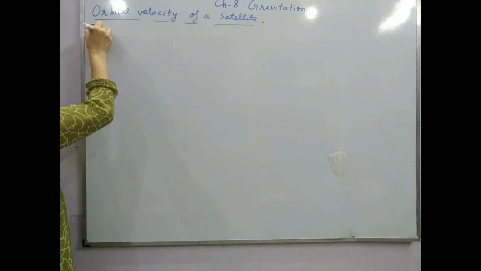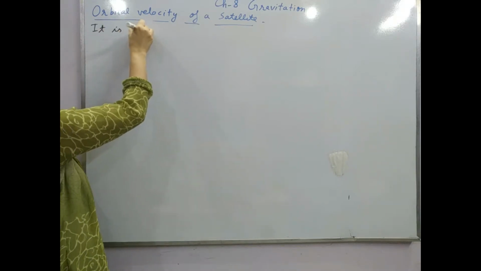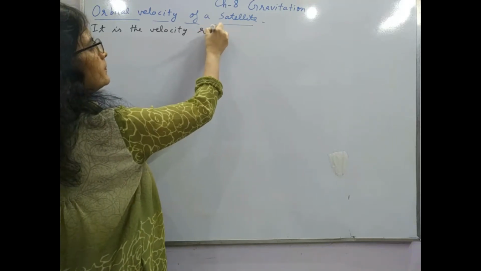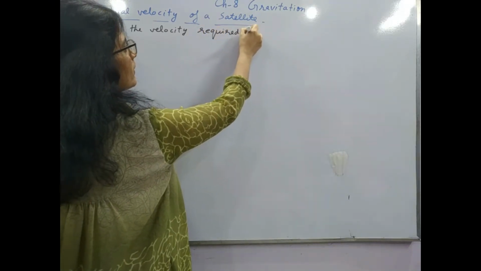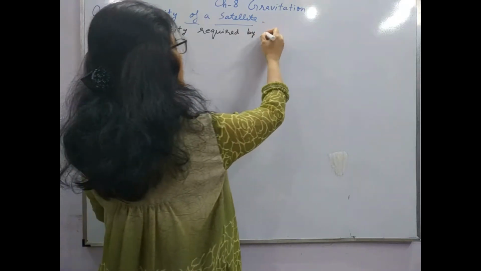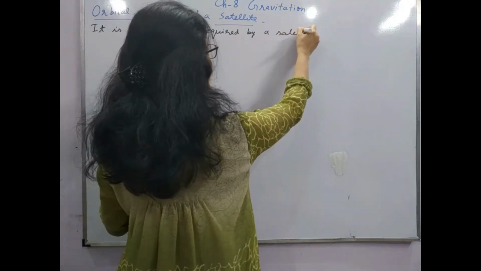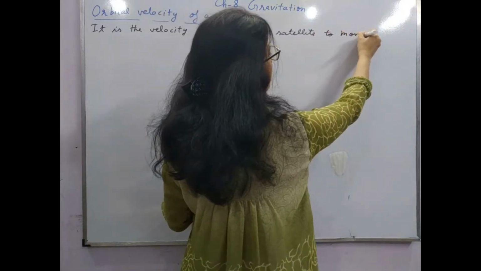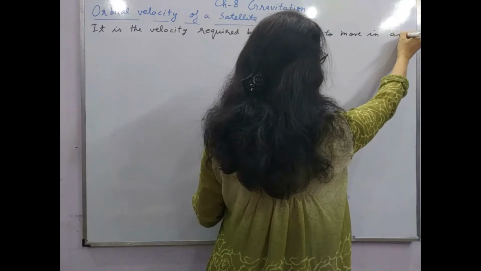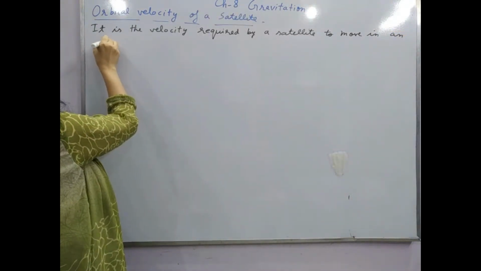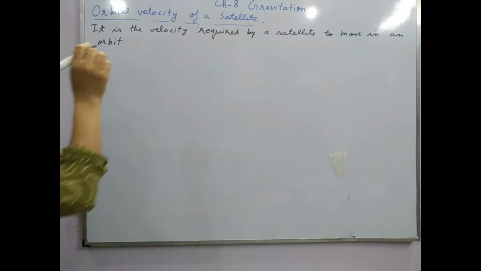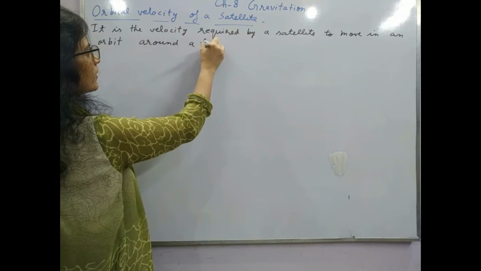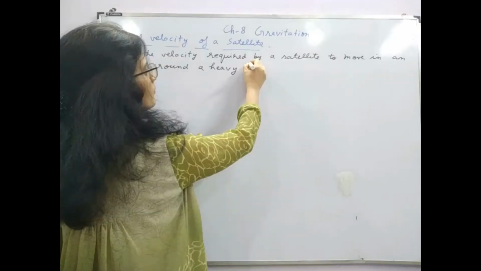It is the velocity required by a satellite to move in an orbit around a heavy body.